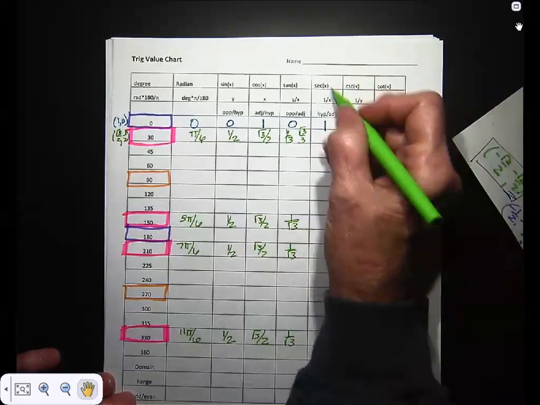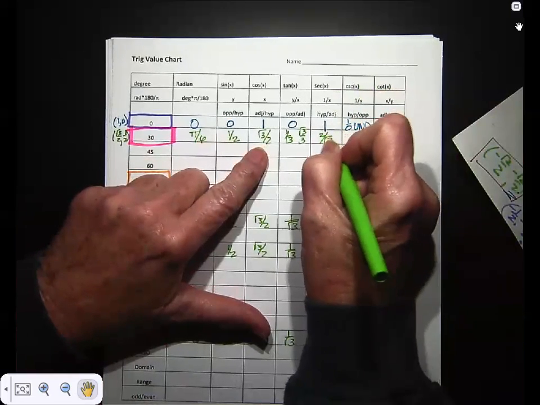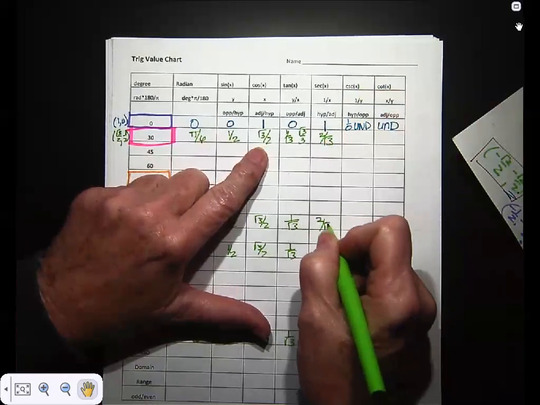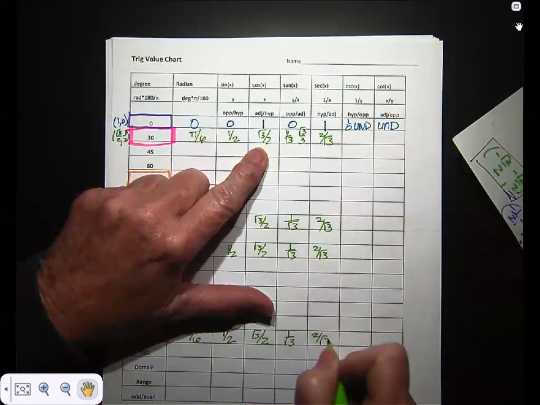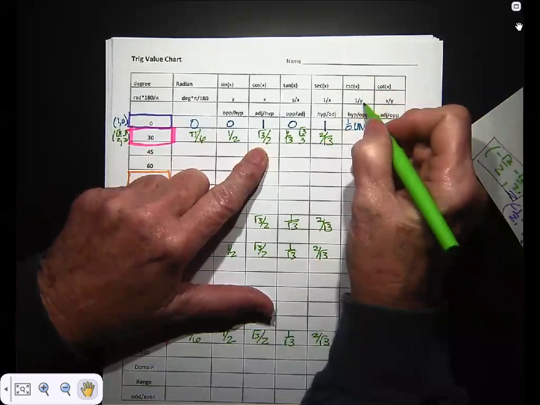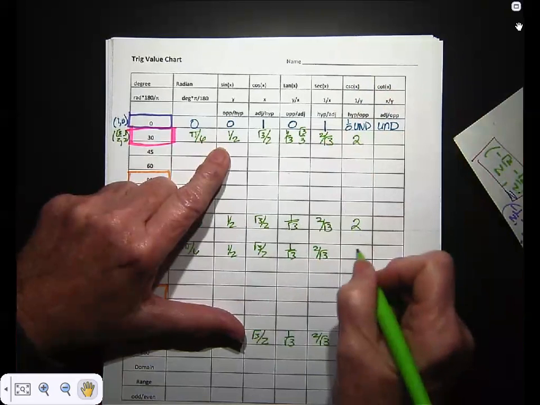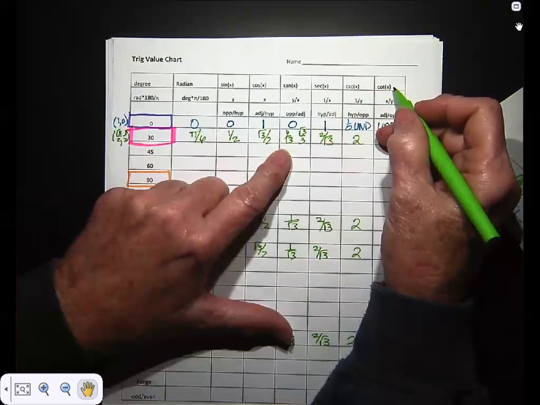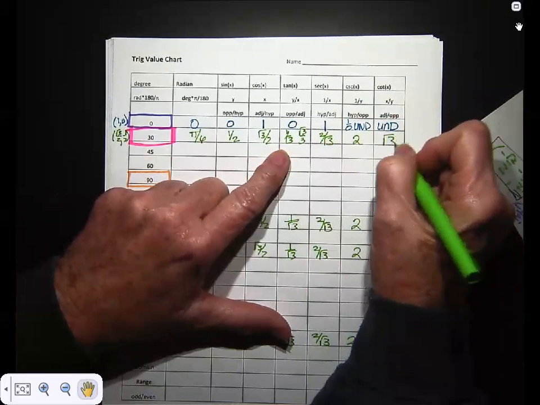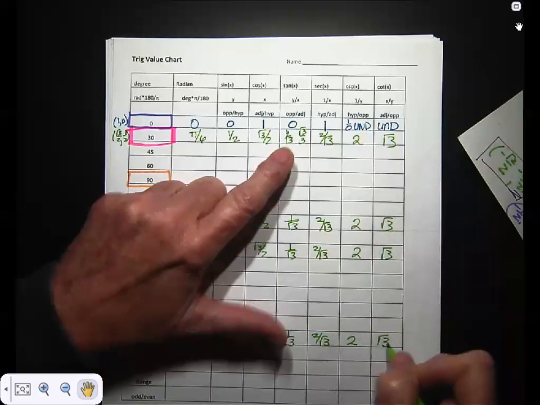Okay, secant says take your x value and flip it over. So 2 over root 3. Cosecant says take your y value and flip it over. So 2, 2, 2, 2. Cotangent says take your tangent value and flip it. Root 3, root 3, root 3, root 3.